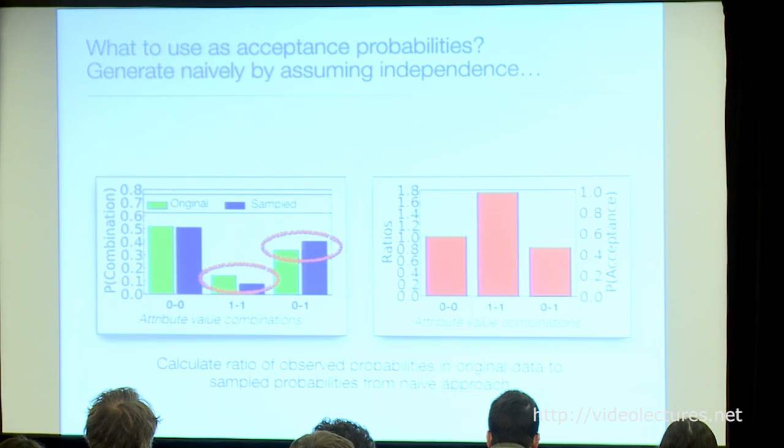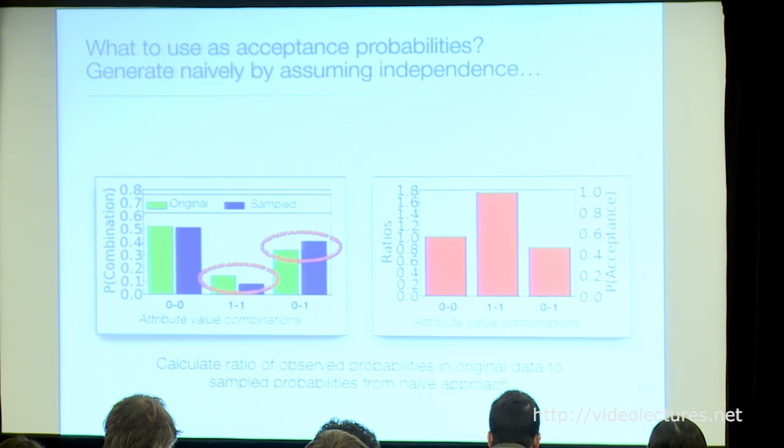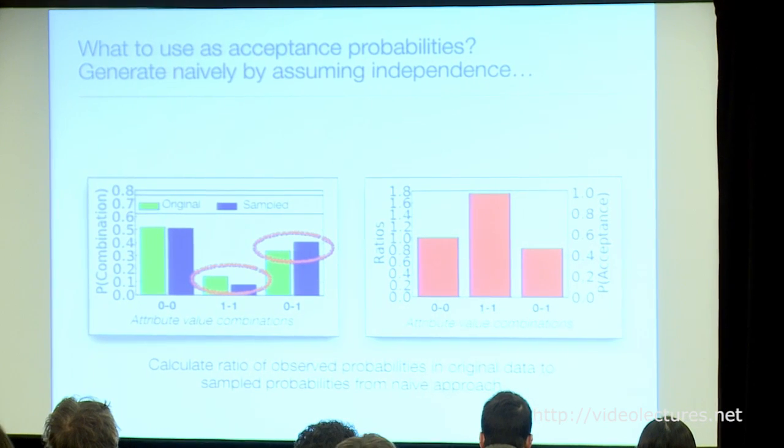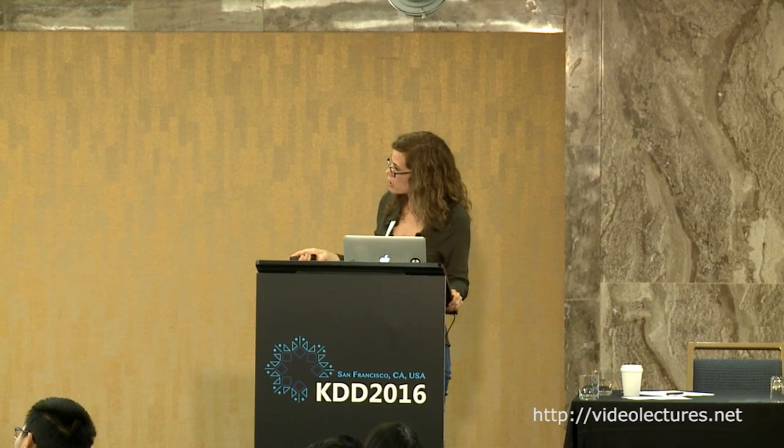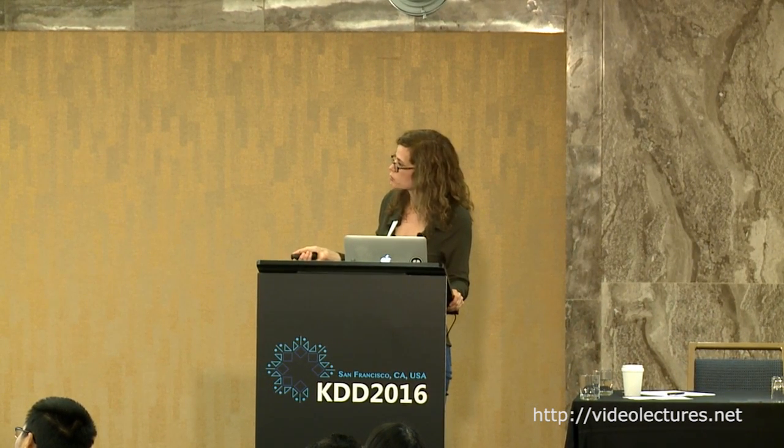Okay, so here what you can see is that in the original data, the green bars show you the combinations. Here I'm representing a binary variable like political views as 0,0 on the two nodes, 1,1, and 0,1, right? So they're either mismatched, or they're matched on 1, or they're matched on 0. And what you can see is when we naively sample assuming independence, we get far too few 1,1s and far too many 0,1s. And so the acceptance probabilities reflect that.